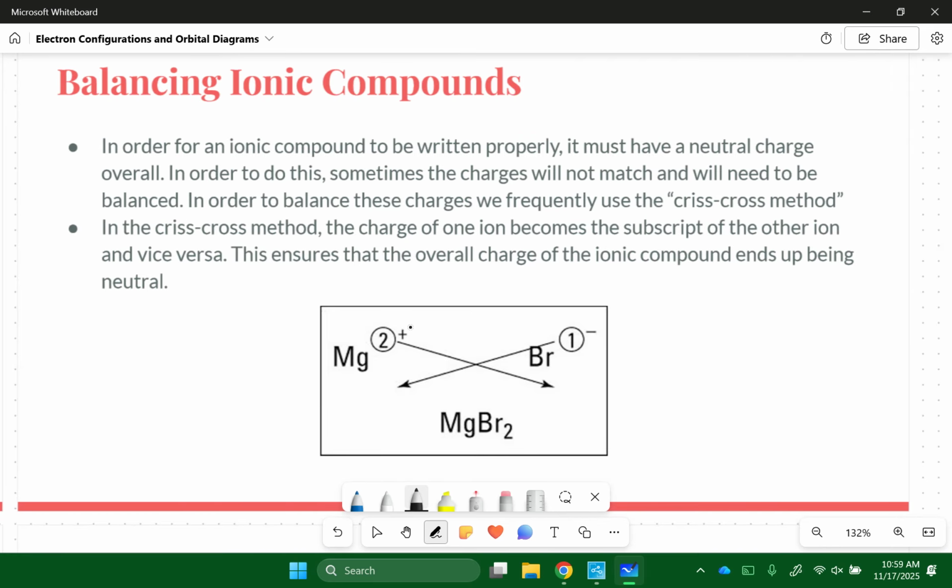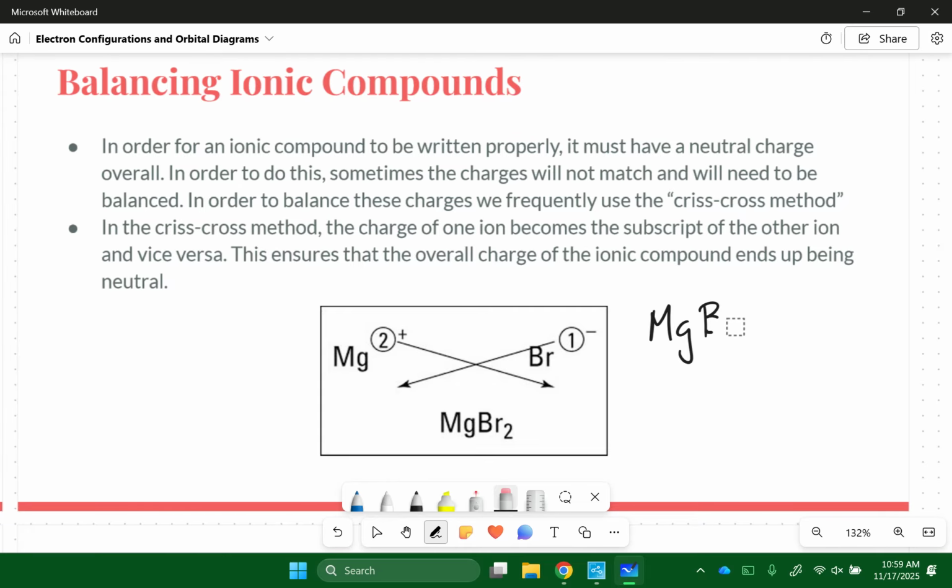Okay, so in my example right here, for instance, magnesium has a 2+ charge and bromine has a -1 charge. And so because they're not balanced, if I was to just put these together, I would end up with MgBr, right? But because magnesium is a 2+ charge and bromine is a 1- charge, overall, this whole compound would have a +1 charge. And that's not allowed. Ionic compounds have to be neutrally charged overall.